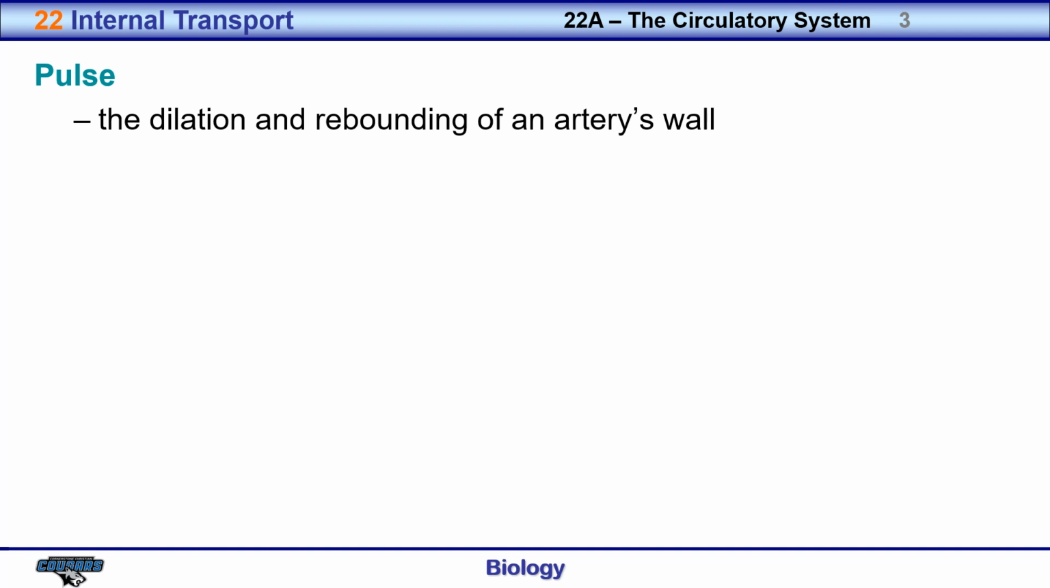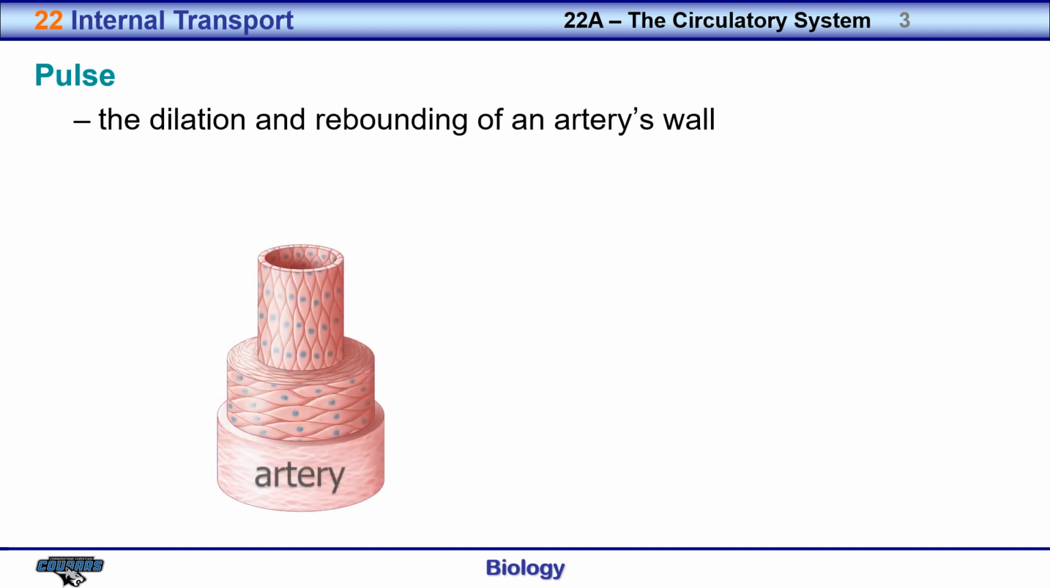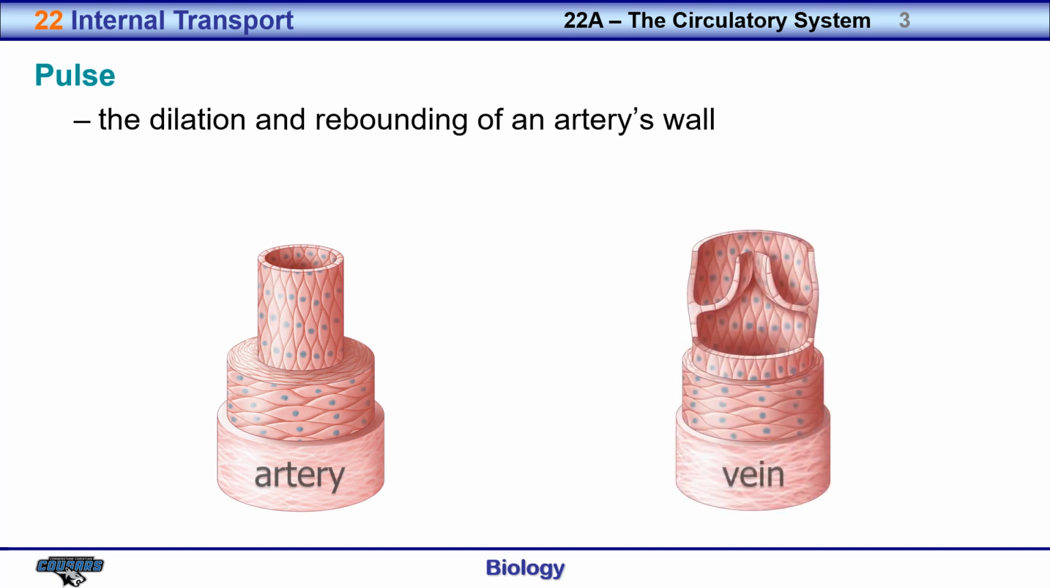Then in between heartbeats, when the pressure decreases, the connective tissue of the artery pulls it back to a smaller opening. So we have this dilation where it goes out and then rebounding where it comes back in, and every time it goes out and in, we feel our pulse. Now the artery is made out of three layers, as we can see right here. The walls of the artery are quite a bit thicker than they are over here for the vein.